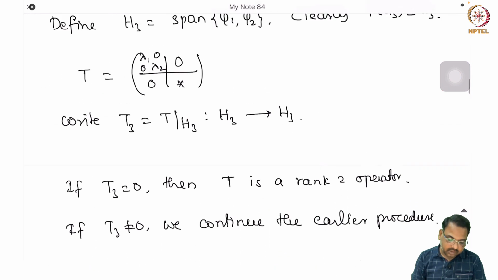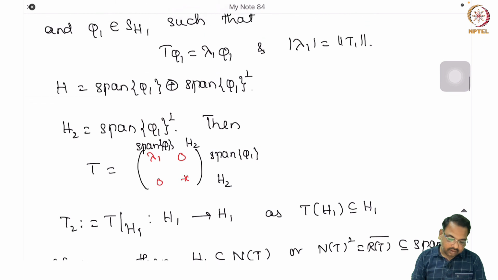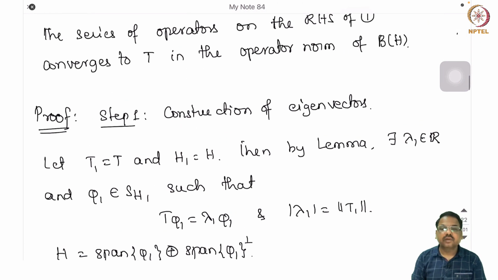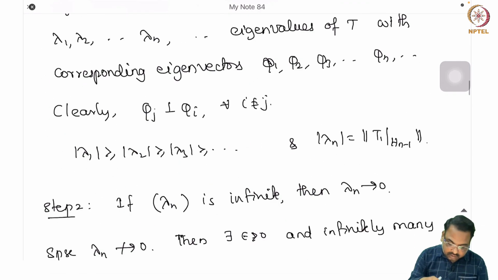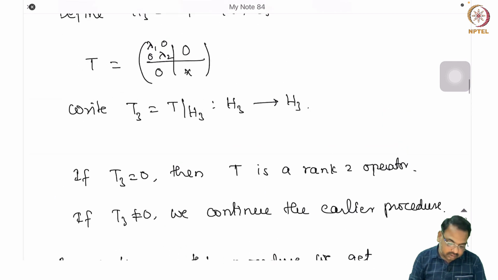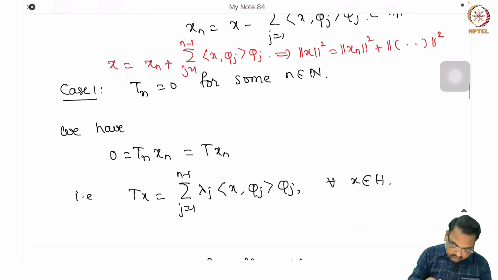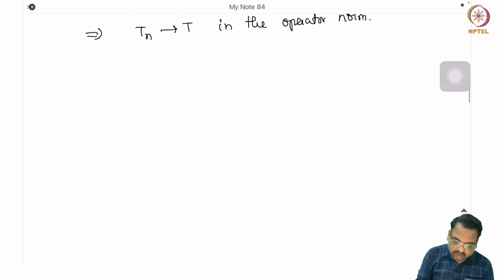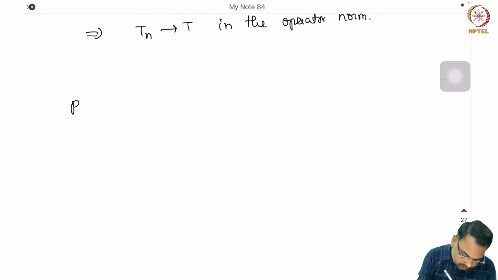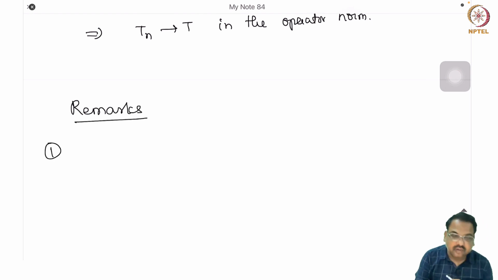So T can be represented using an orthonormal basis of eigenvectors, an orthonormal set of eigenvectors. Now if you look at this representation of T as lambda_1, 0, 0, lambda_2, 0, 0, star. The way we have continued, we can get a diagonal operator with diagonal entries lambda_1, lambda_2, lambda_3, and so on. So let us look at some important remarks which we can easily get from the result that we have proved.